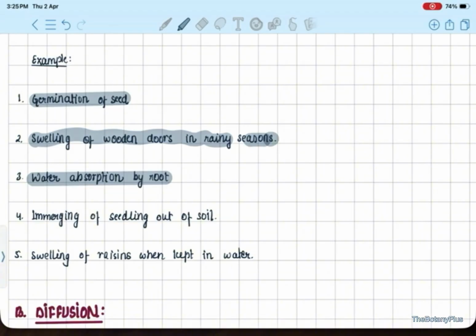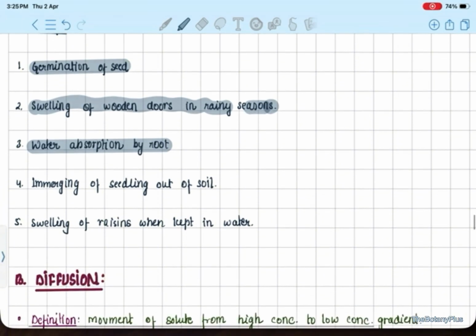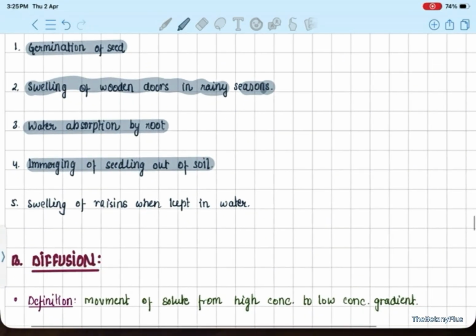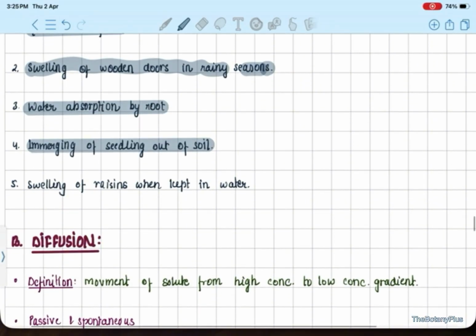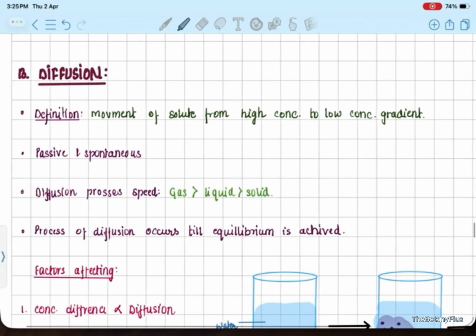When water is absorbed by the root, the first thing is the absorption of water in the root. Then water enters inside the cell and moves through the xylem vessels. The fourth example is the emergence of a seedling out of the soil. That too happens by imbibition, with the help of imbibition pressure. The fifth one is swelling of resin when we keep it in water. When we keep resin in water overnight, it swells the next morning. That is due to imbibition.